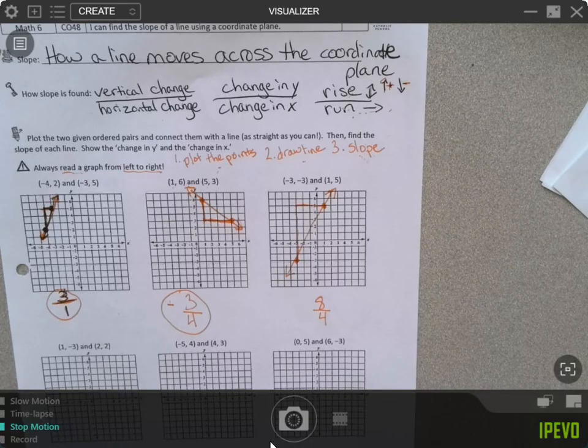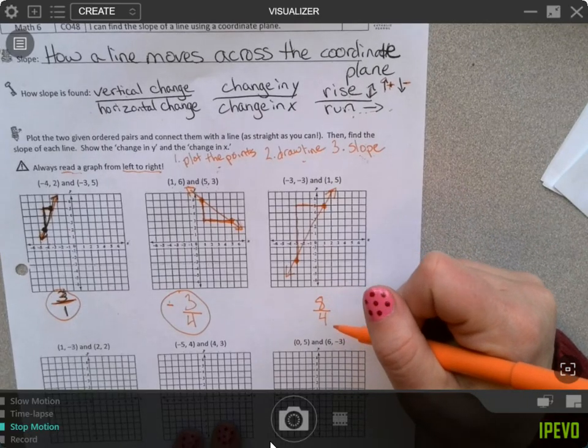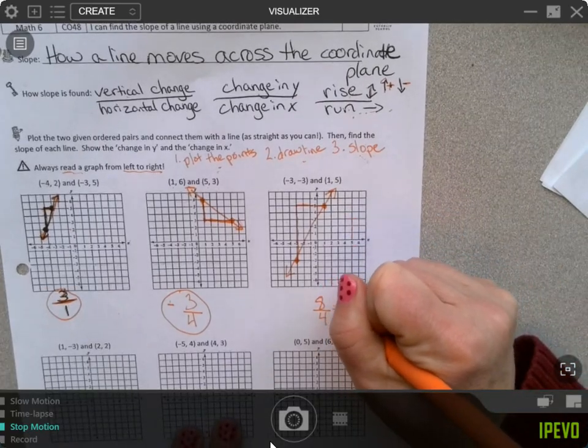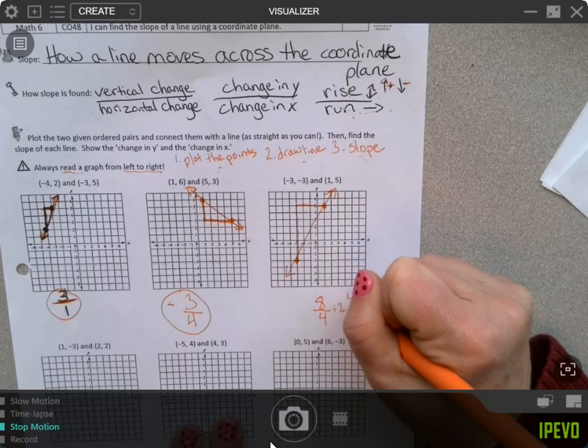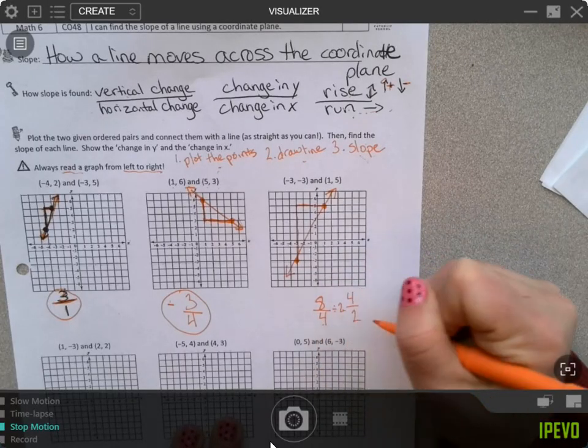So I look at that slope of 8/4. And I'm going to reflect back on previous objectives. These slopes look like a fraction. When we look at that fraction, what do you think I have to do, Adeline? Simplify. So when you have a slope that you can simplify, you have to simplify it. What can I divide out of 8 and 4? Sophie. I can divide a 2 out. 8 divided by 2 is 4. 4 divided by 2 is 2.